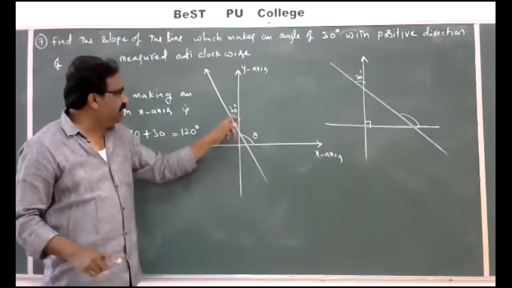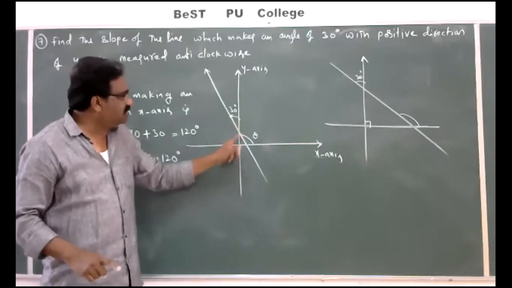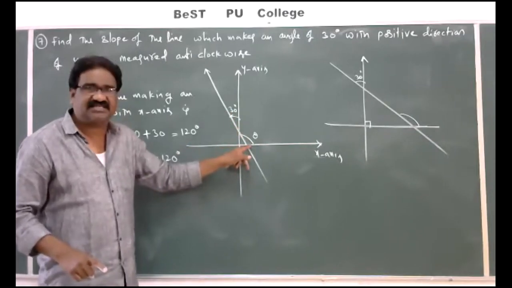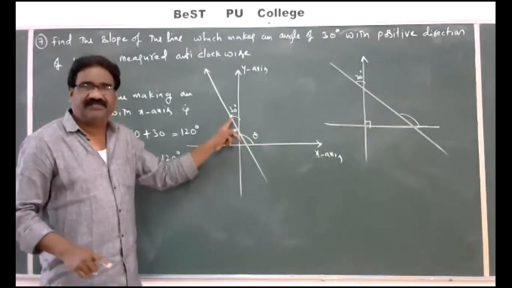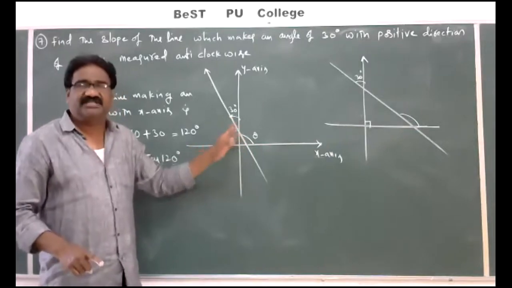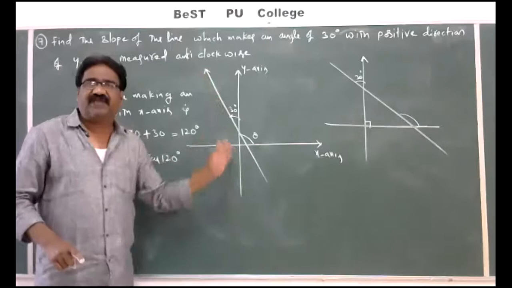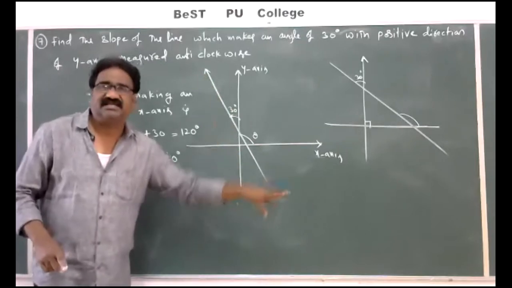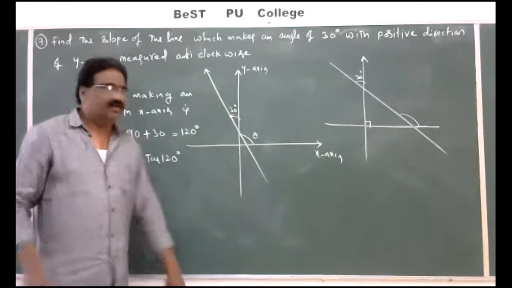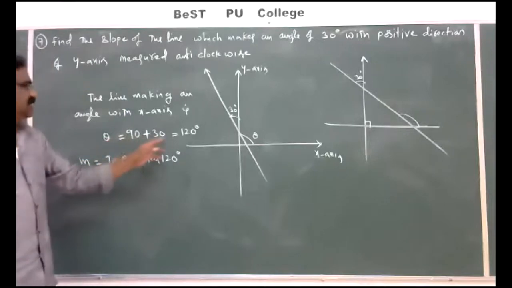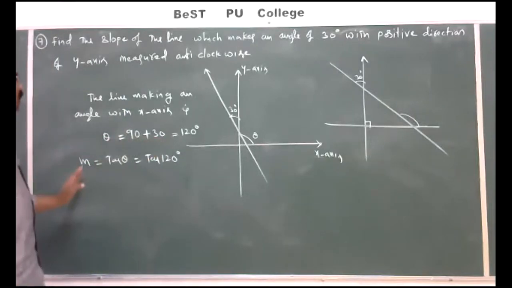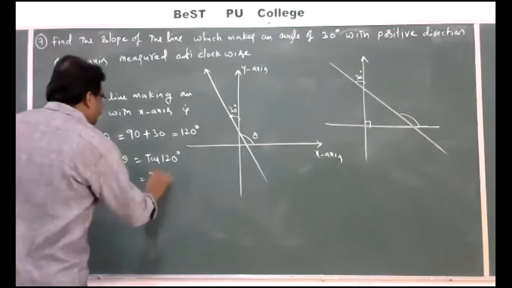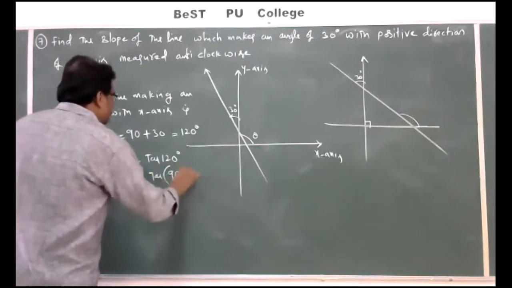That's why here it makes an angle of 30 degrees. Already the y-axis makes 90 degrees with the x-axis. That 90 plus 30 is 120 degrees. That's why the line makes 120 degrees with the x-axis in the positive direction. Therefore, theta is equal to 90 plus 30, 120 degrees. Slope of the line m is equal to tan theta, tan 120 degrees, that is tan of 90 plus 30.